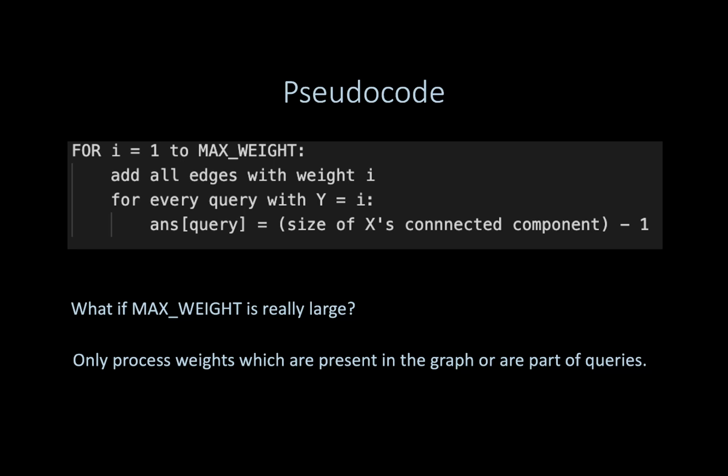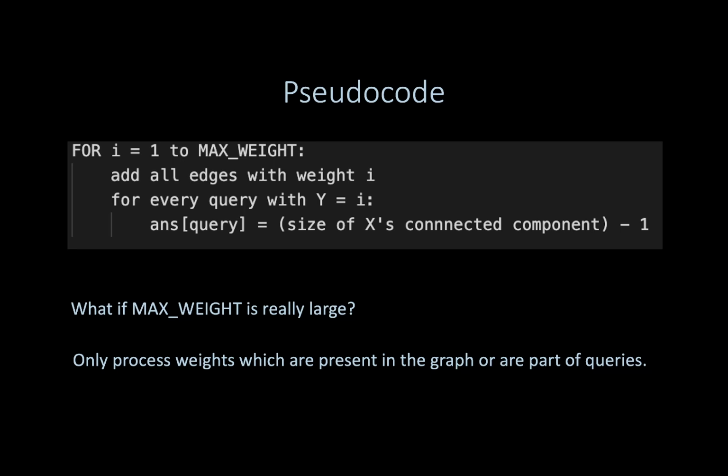Well, I guess technically for one iteration of I, it's possible that we do a lot of computation, because it's possible that we have many edges with this particular weight, or many queries where the y value is equal to this particular value as well. So one iteration in itself might take a lot of computation, but we can prove that across all values of I, there is not that much total computation.